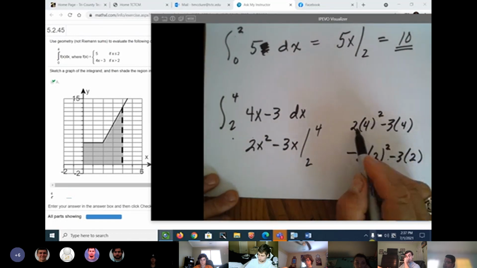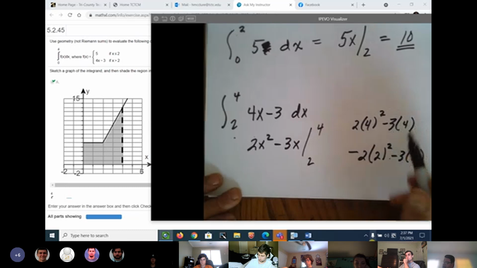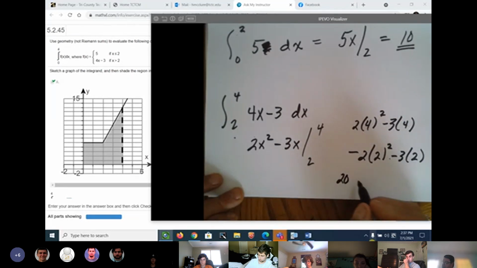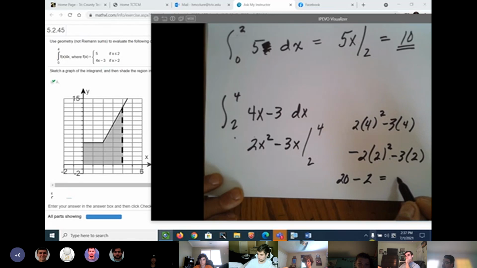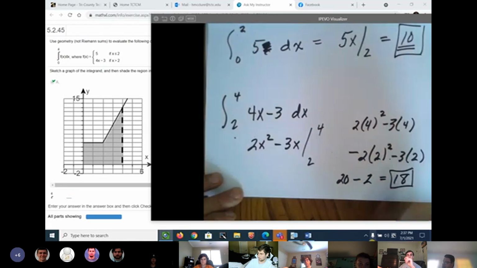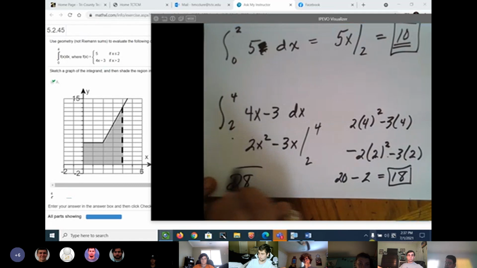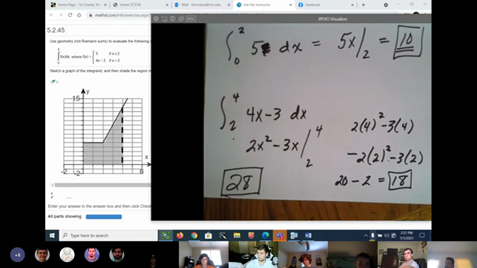4 squared is 16. 32 minus 12 is 20. 2 squared is 4. 2 times 4 is 8. 8 minus 6 is 2. And that's 18. 18 and 10 is what? 28. So I think we got it at 28 square units.